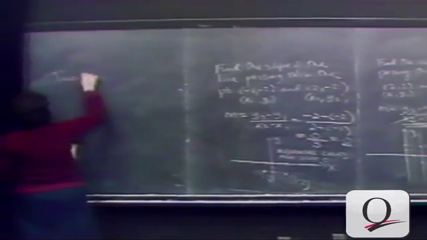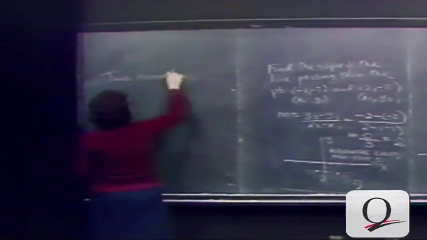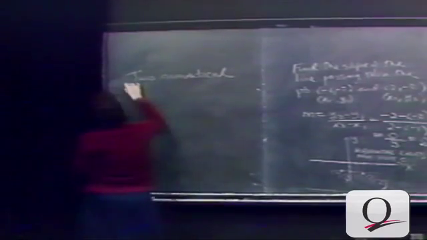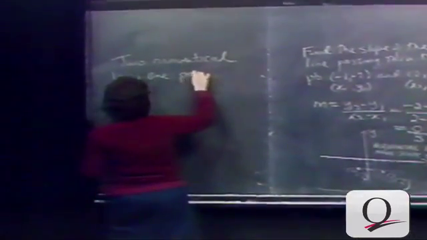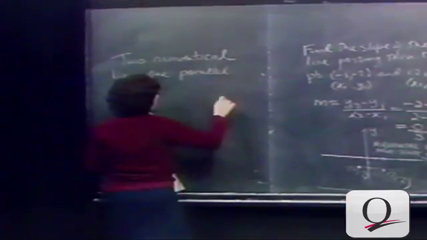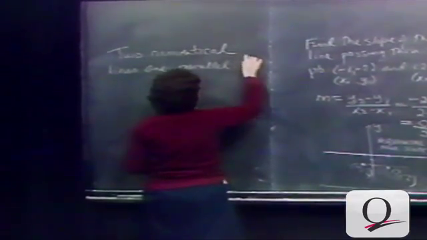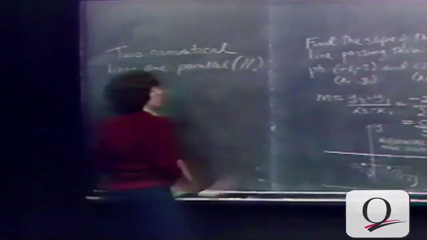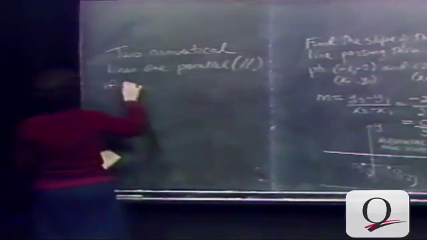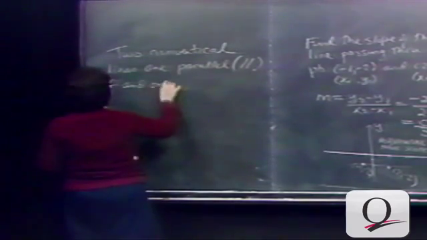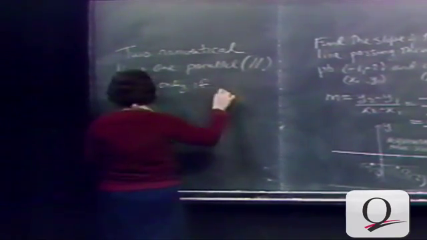2 non-vertical lines are parallel, and the symbol for parallel would be like this, if and only if they have the same slope.